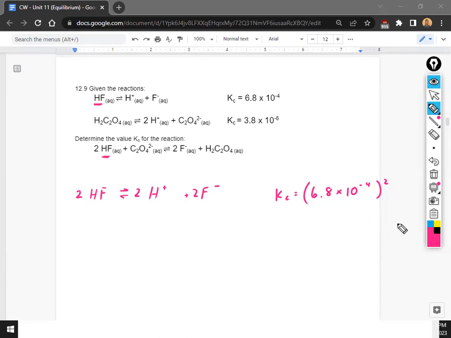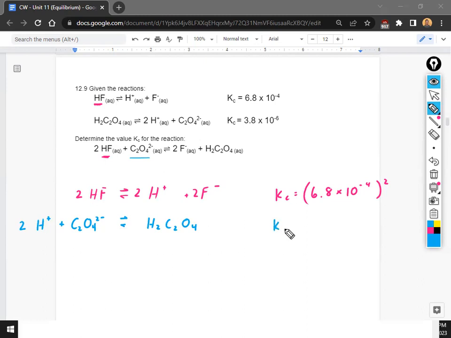Now let's take a look at C2O4. If we take a look at C2O4 2 minus, it's on the opposite side right here, right? So what we need to do is flip the equation, exactly. If we flip the equation, we're going to have 2 H plus on the reactant side. We're also going to have C2O4 2 minus on the reactant side, and then H2C2O4 on the product side.